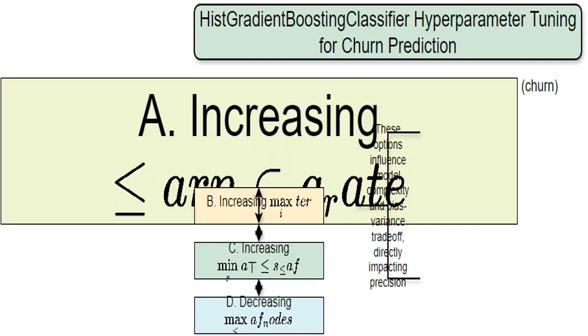Increasing max_iter, maximum iterations, lets the model learn for longer. That could improve things, but it's not guaranteed. It could lead to overfitting if the model is already too complex. It's like giving a student more time to study, helpful if they need it, but not if they're already studying efficiently.